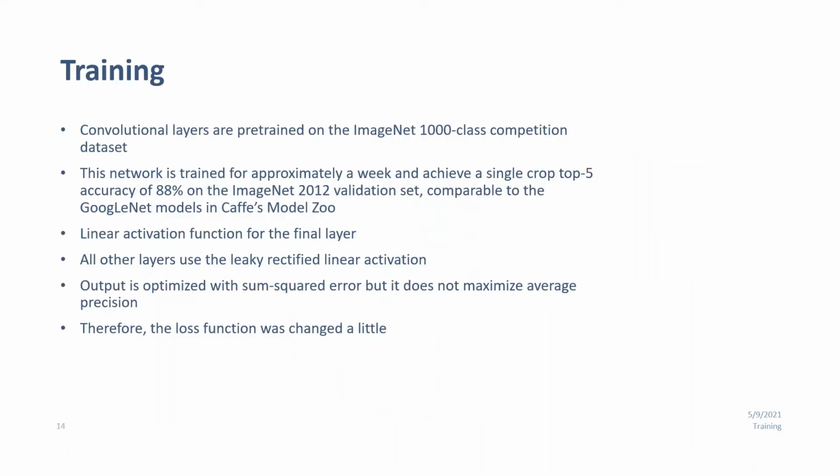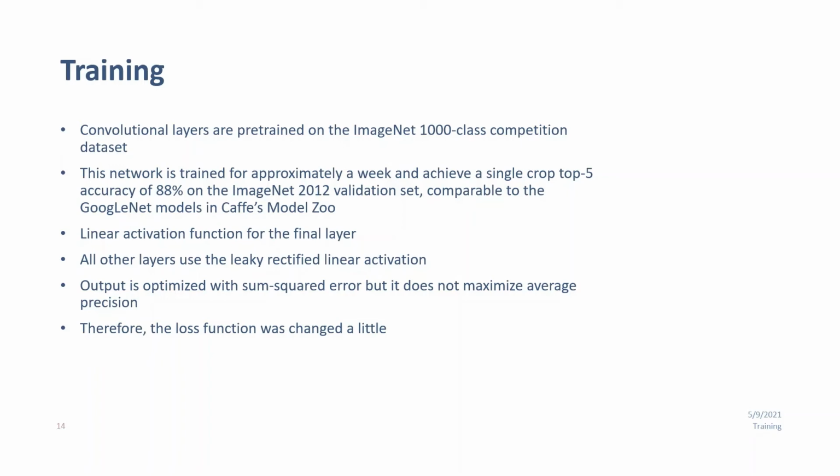Now that we have gone through the architectural design of the algorithm, let's have a look at how exactly the training happens. First of all, the convolutional layers are pre-trained on the ImageNet 1000-class competition dataset. So they are using pre-trained convolutional layers, and then they train their network for approximately a week, achieving a single crop top-5 accuracy of 88% on the ImageNet 2012 validation set, comparable to the GoogLeNet models in Caffe's model zoo.